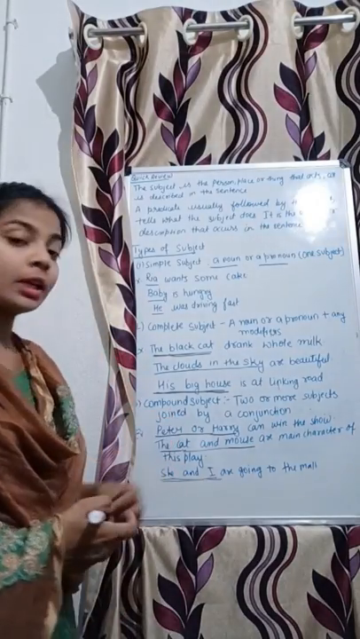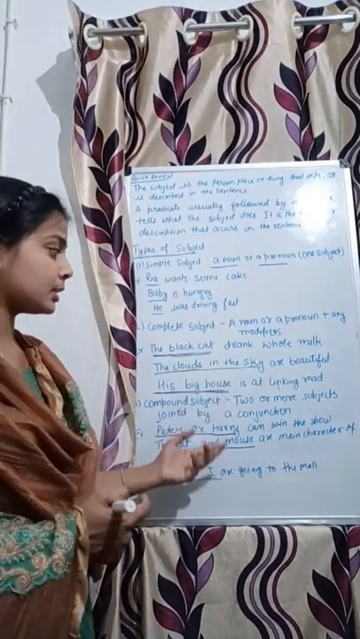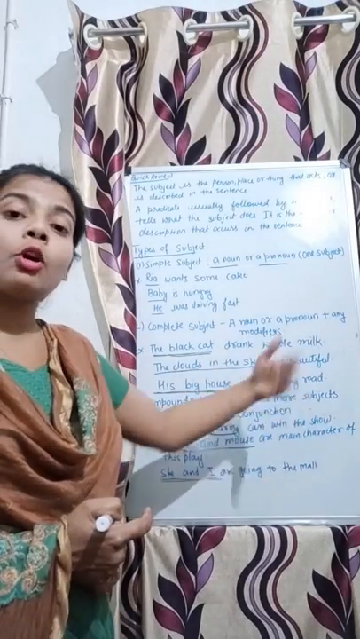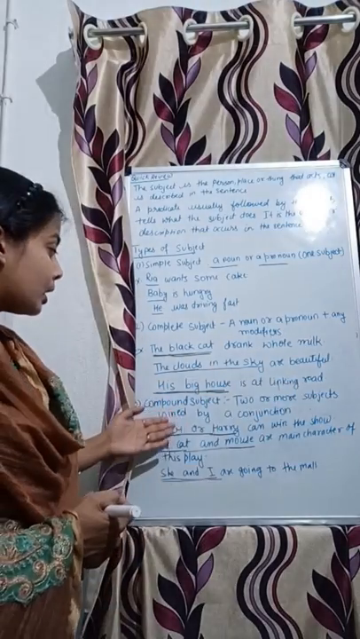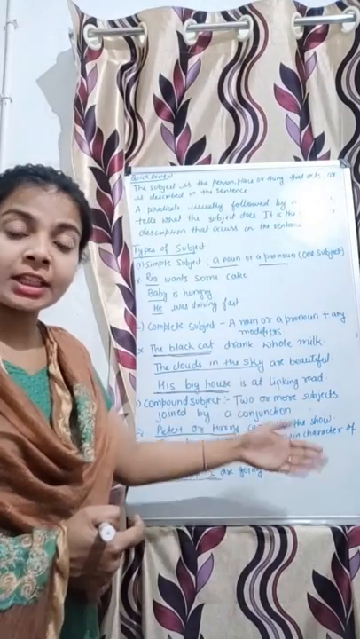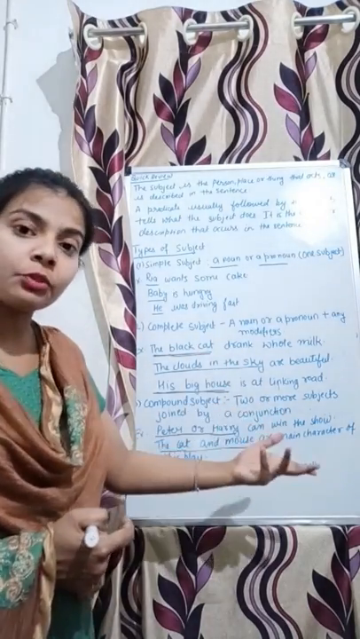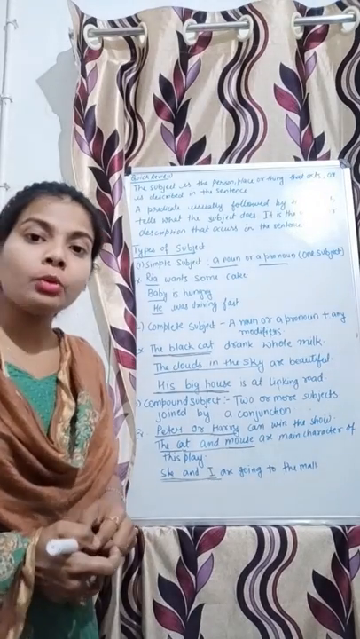And the last is known as compound subject, which means when in a sentence there are two or more subjects which are joined by a conjunction or any linking words, they are known as compound subjects.